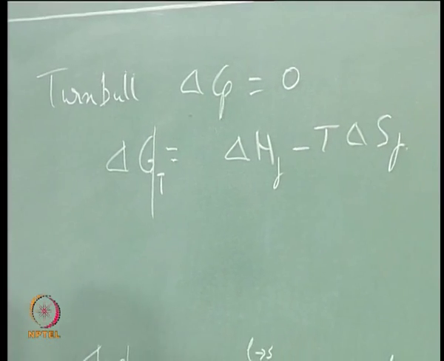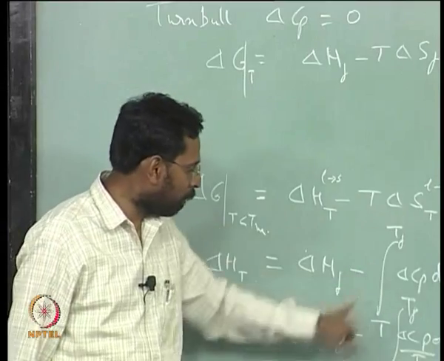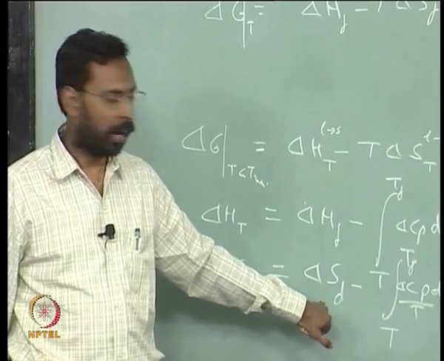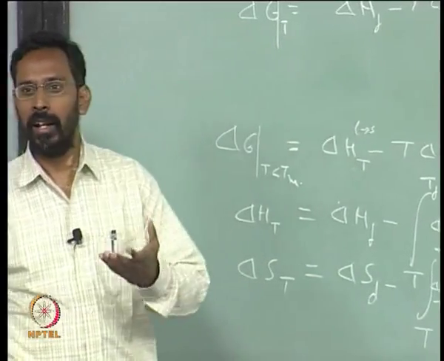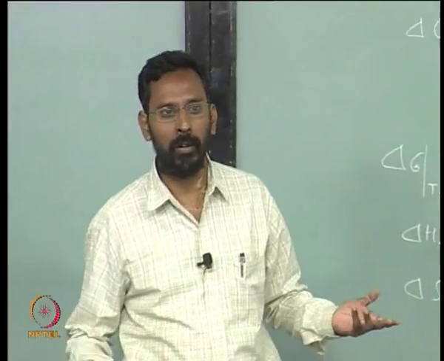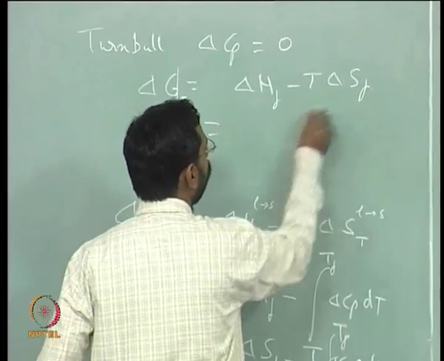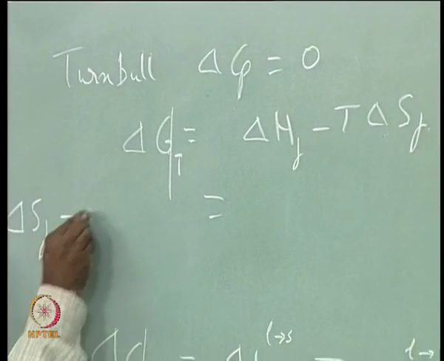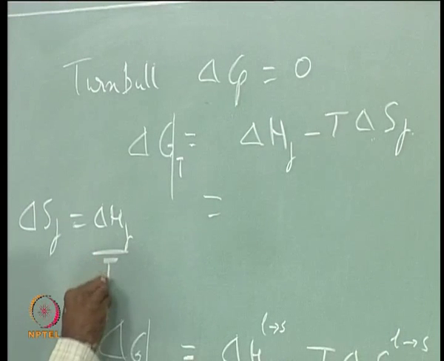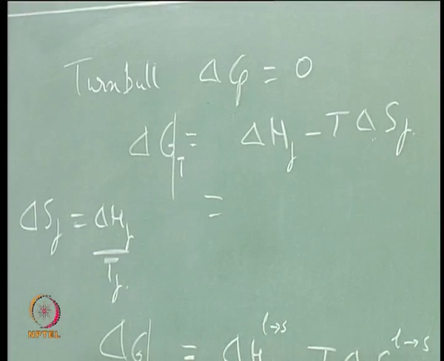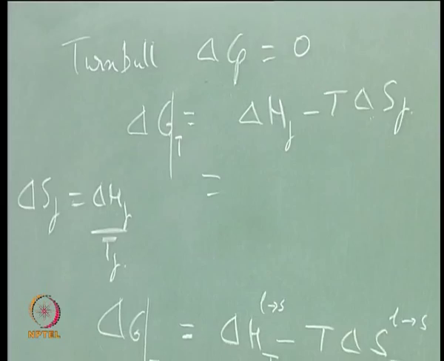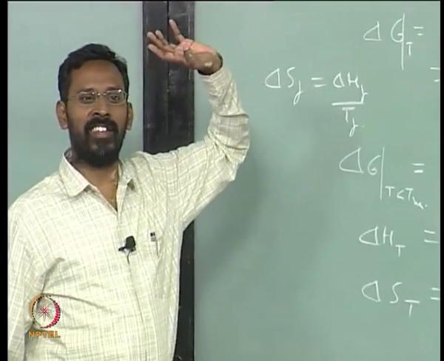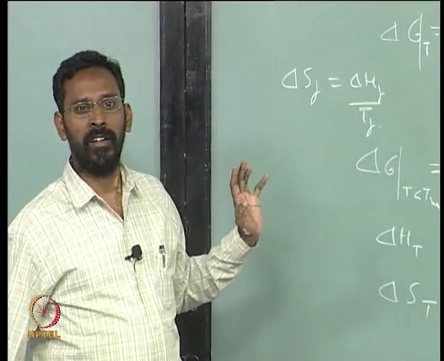Why? Because delta H becomes equal to delta HF, and delta S becomes equal to delta SF. Am I right? And that is where you see a typical expression that you see in all standard textbooks, where delta SF can always be written as delta SF equal to delta HF by TF. Only at TF it is valid, isn't it?